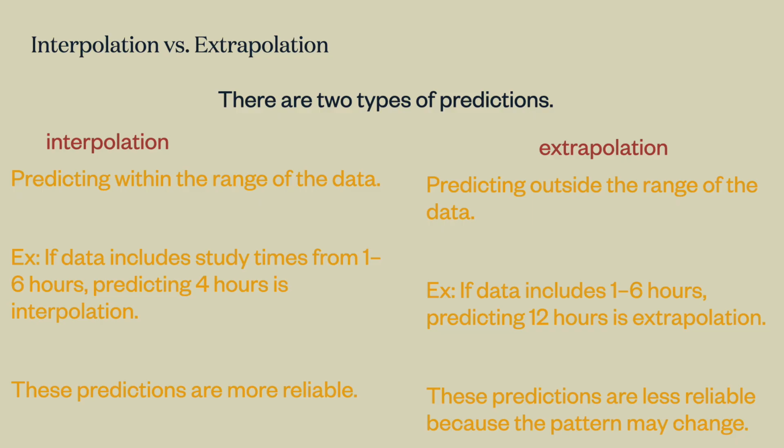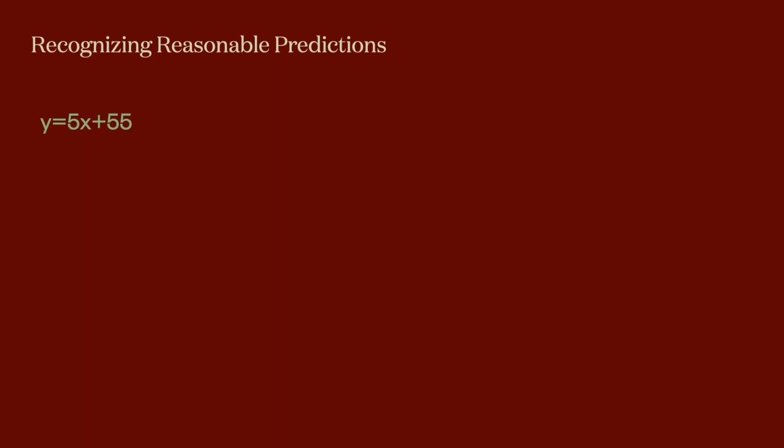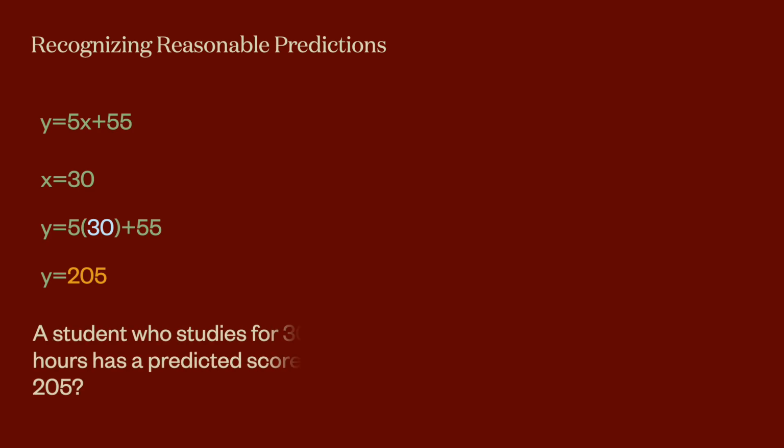So let's talk about how to tell if your prediction is reasonable. Let's go back to our equation, y equals 5x plus 55, and let me ask you to substitute in the value x equals 30. So this is an extreme value because this is someone who studies for 30 hours in preparation for their test. So let's go ahead and replace the x with 30. So we have 5 times 30 plus 55, and 5 times 30 plus 55 is 205. So what this is telling me is a student who studies for 30 hours has a predicted score of 205.